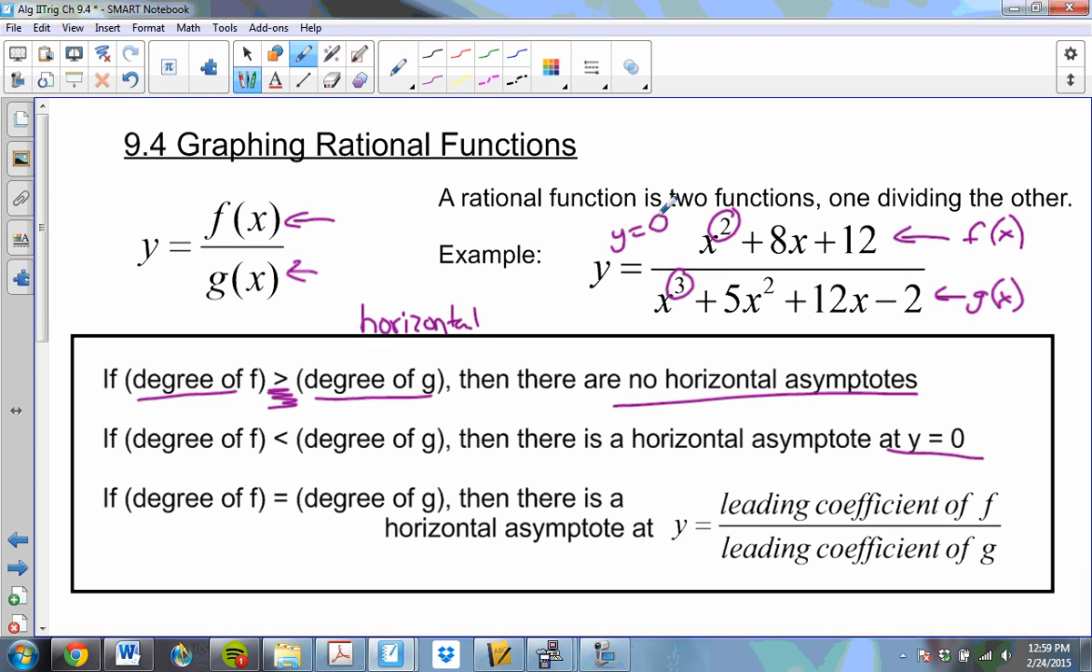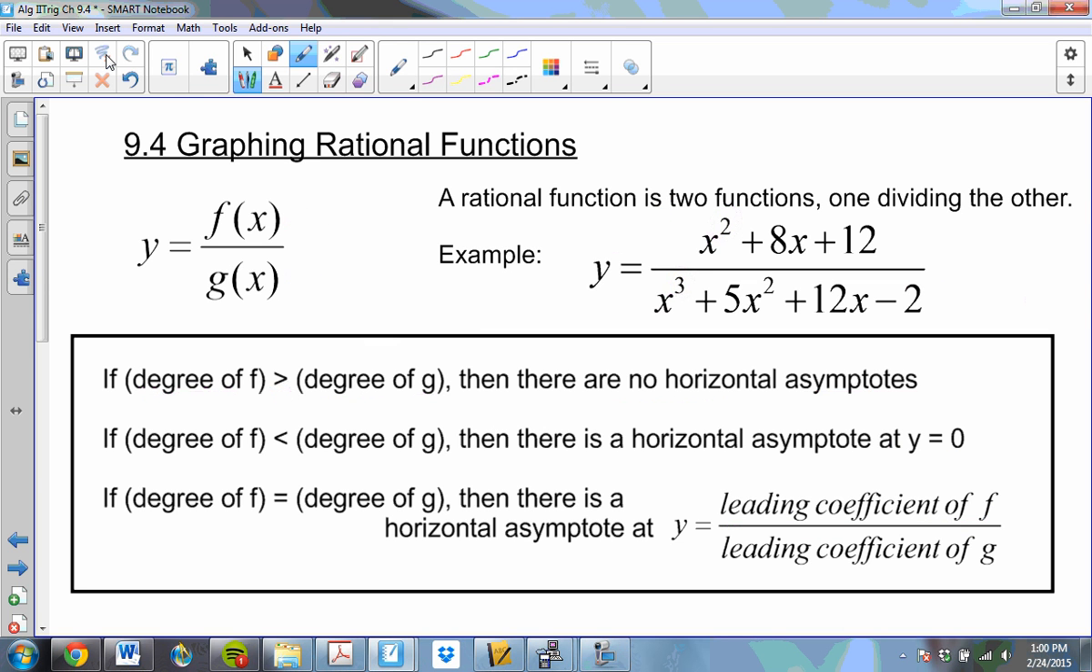If the degree of f equals the degree of g, the two powers are the same, there's a horizontal asymptote at the division of the leading coefficients. And I will actually show that on our first example we do, how that one works.